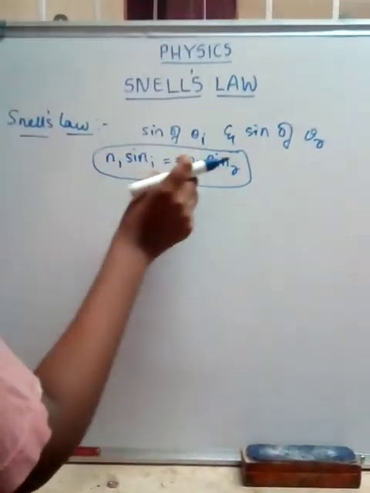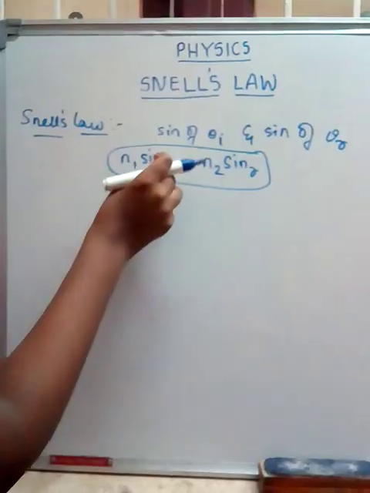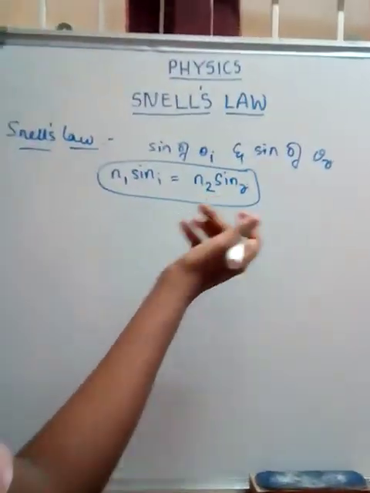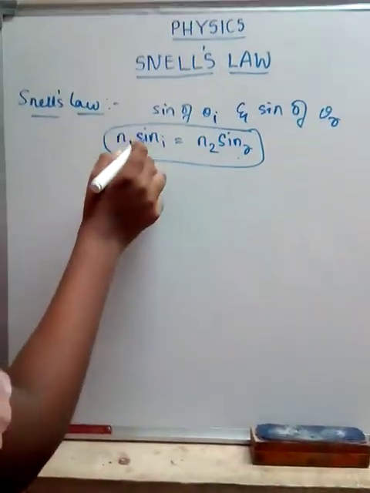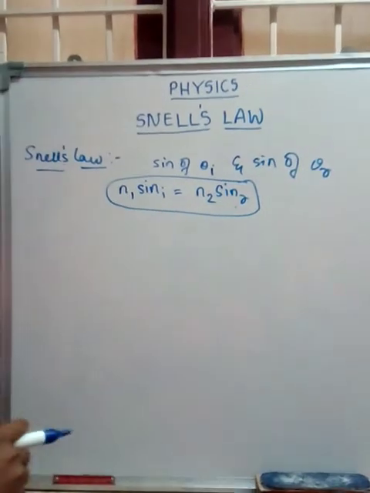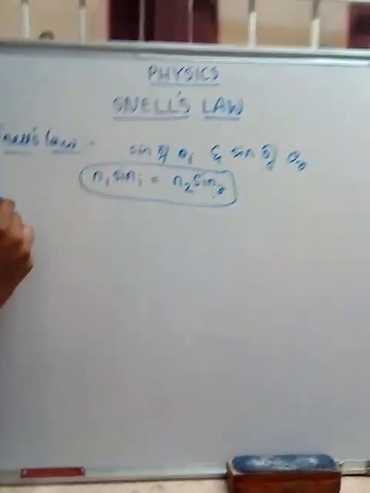Here n1 and n2 are the mediums, medium 1 and medium 2. Sine i or sine r: we can take sine r as reflection and sine i as incidence. We can take it like that. Now let's see an example based on this.